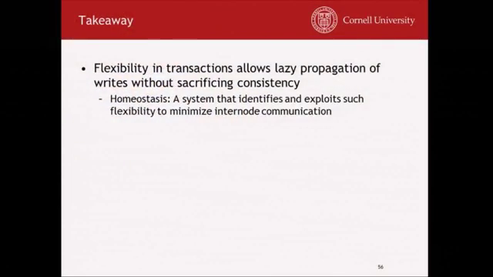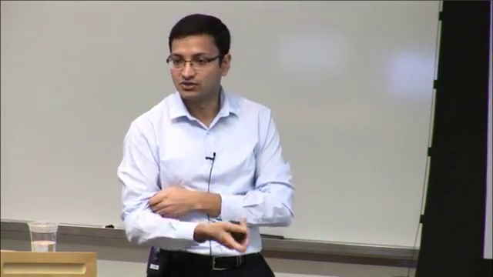So the overall takeaway is that there's a class of applications which have some flexibility in their transactions. We can exploit this flexibility to lazily propagate writes without sacrificing consistency. And I showed you homeostasis, which is a system that identifies and exploits this flexibility to minimize communication between different nodes in a distributed or a replicated system.